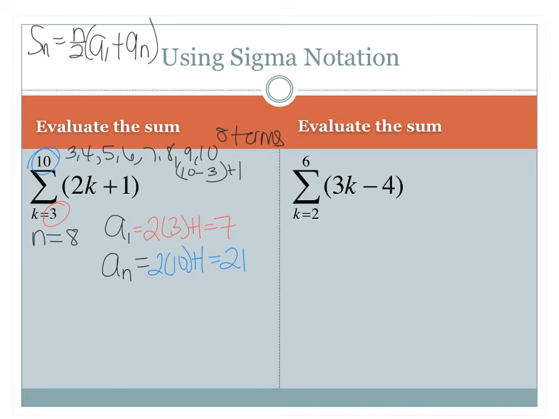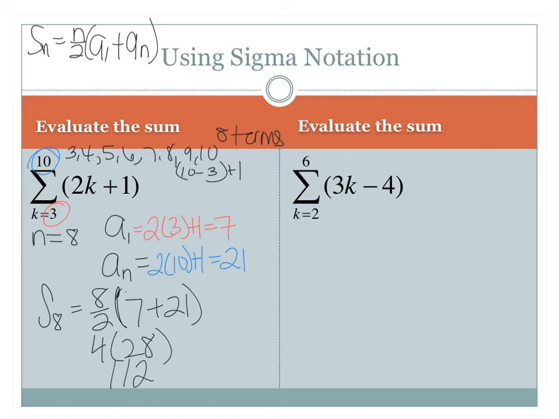And now I use my sum formula. S of 8 terms is 8 divided by 2 times 7 plus 21, which is 4 times 28, which is 112. Okay, so take a second and try the next example. If you're watching the video, you should be pausing it.